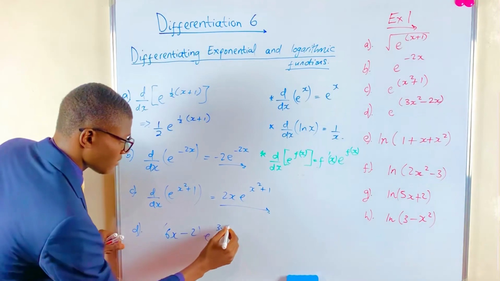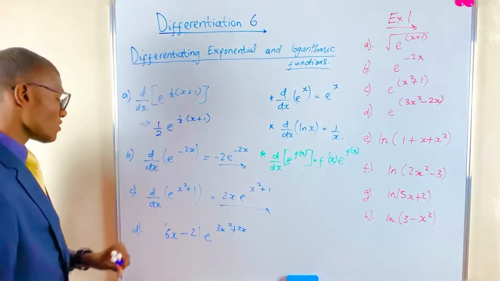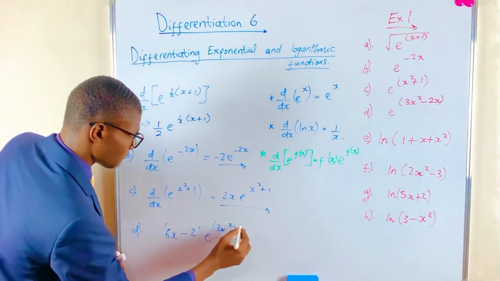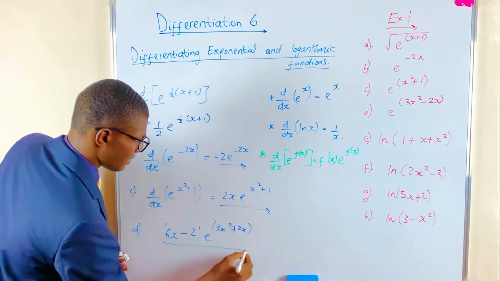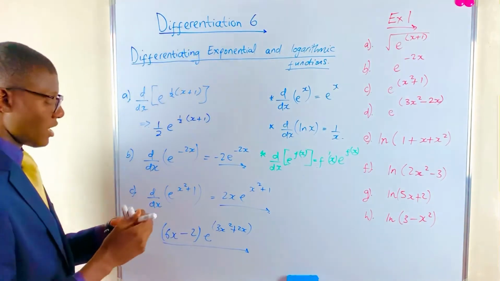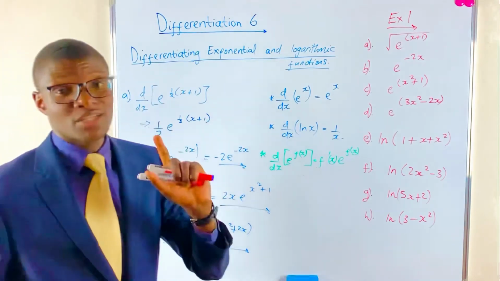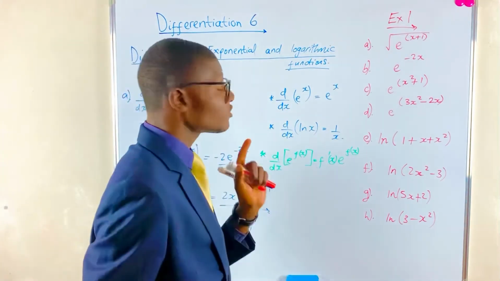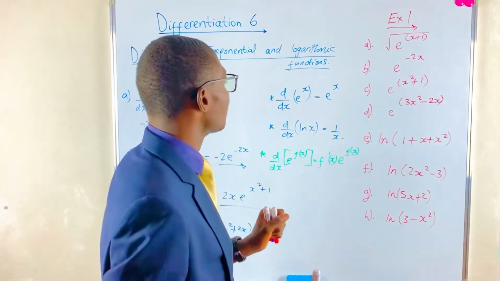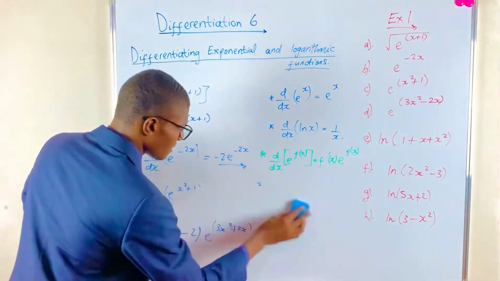of x, x squared plus 2x. Okay, so this is what we get for part D. And then these brackets like that. Okay, so now this was differentiating exponential functions. Now I would like to move on to differentiating logarithmic functions. So allow me to quickly erase this.